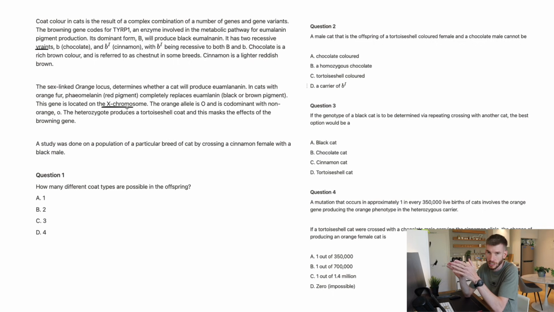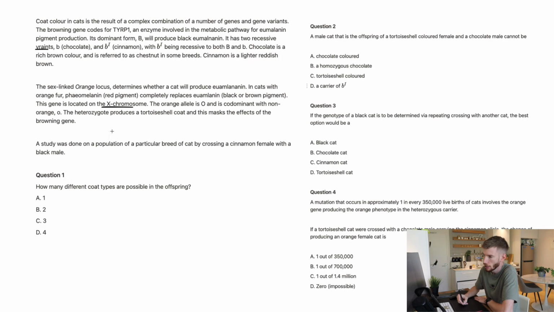I always categorize the difficulty of these, and this will go up on my resources page. I've put this in the very difficult category. I was umming and ahhing about even putting it in the nightmare category that I've got on there as well, which I've not yet used. So a study was done on a population of a particular breed of cat by crossing a cinnamon female with a black male. And it asks how many different coat types are possible in the offspring of this particular crossing.